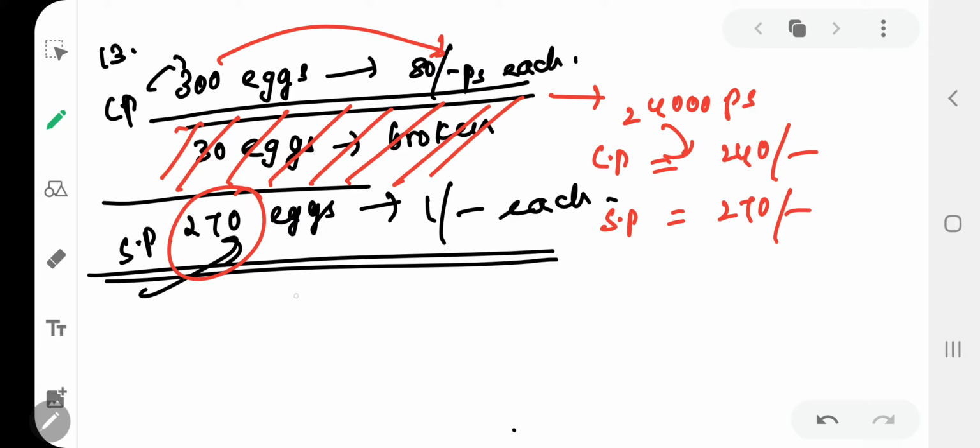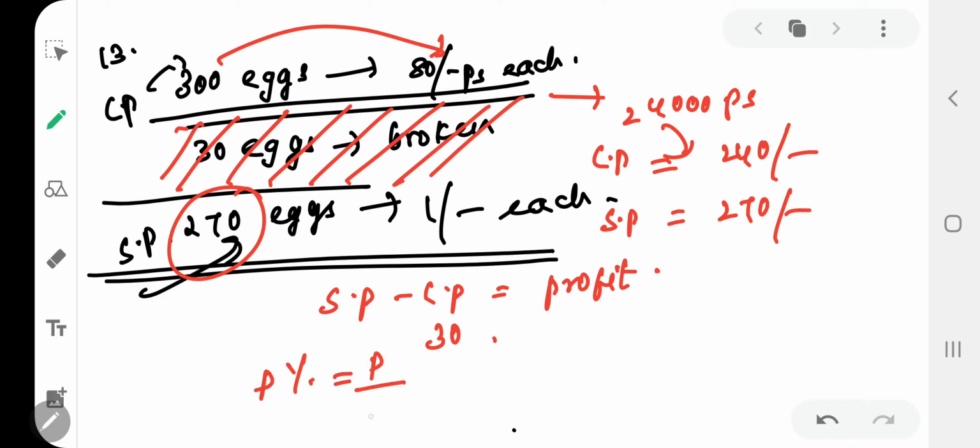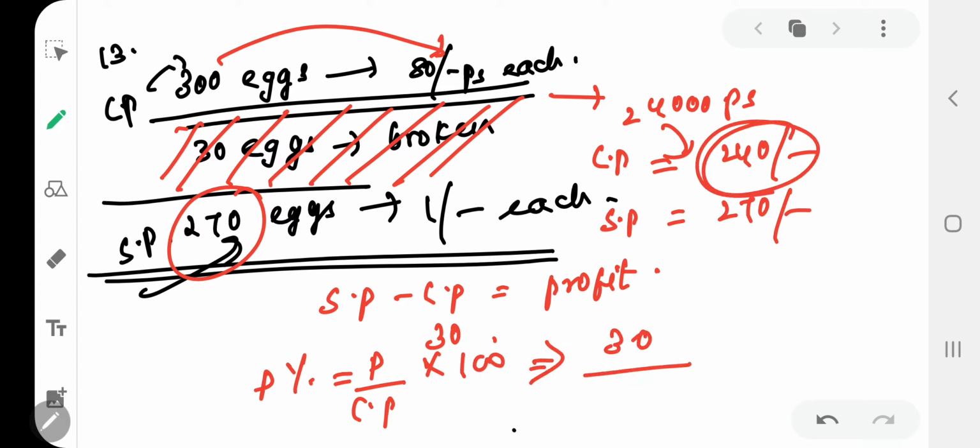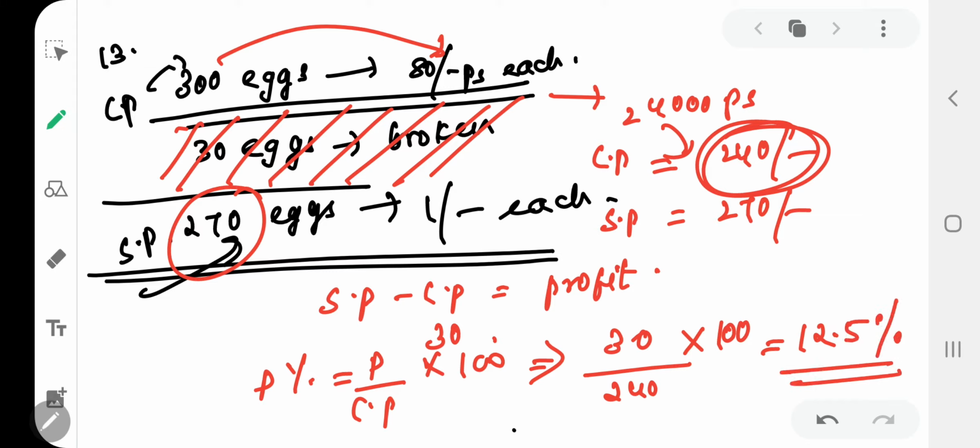My dear kids, you got your SP greater than your CP. That means you are earning a profit of rupees 30. Once you got the profit, as I always say, you have to find the profit percent. Profit upon CP into 100. Profit is 30. CP you have to take this 240, into 100. Once you calculate this, you will get a nice percentage, that is your profit percent. Is that clear?